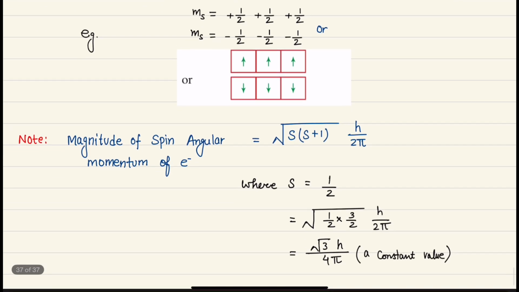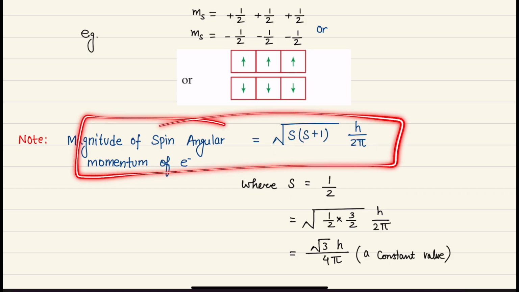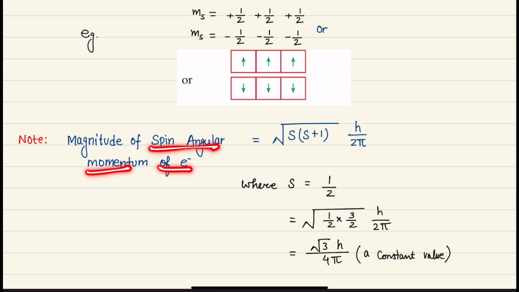Now, because the electron is spinning around its own axis, that's why it generates a spin angular momentum, and the magnitude of the spin angular momentum of the electron is given by under root of s into s plus 1, into h by 2 pi. Understood? This is very, very important. Magnitude of spin angular momentum of electron equals under root of s into s plus 1 into h by 2 pi, and this h by 2 pi is outside of the root.